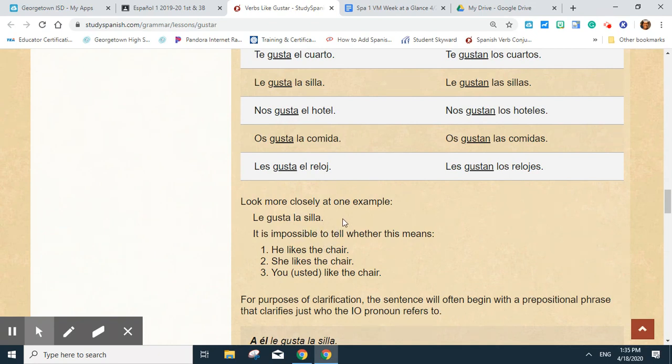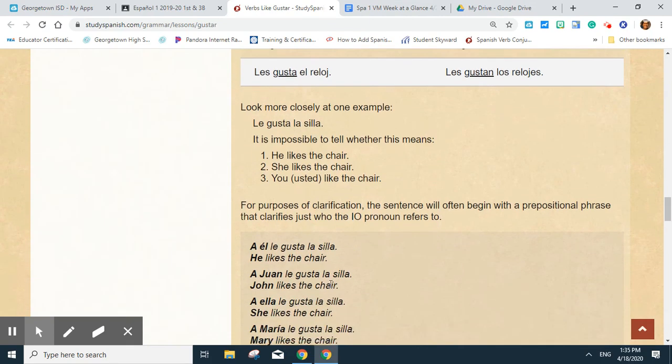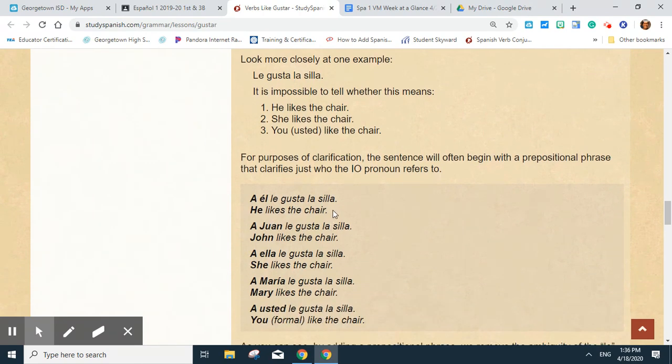Le gusta la silla. It is impossible to tell whether this means he likes the chair, she likes the chair, or you, as in usted, like the chair. So for the purpose of clarification, the sentence will often begin with a prepositional phrase that clarifies just who the indirect pronoun refers to. And here goes. A él le gusta la silla. Now we know that he likes the chair.